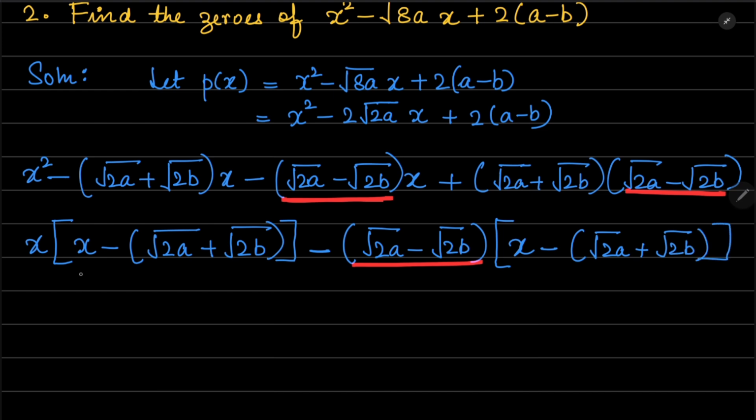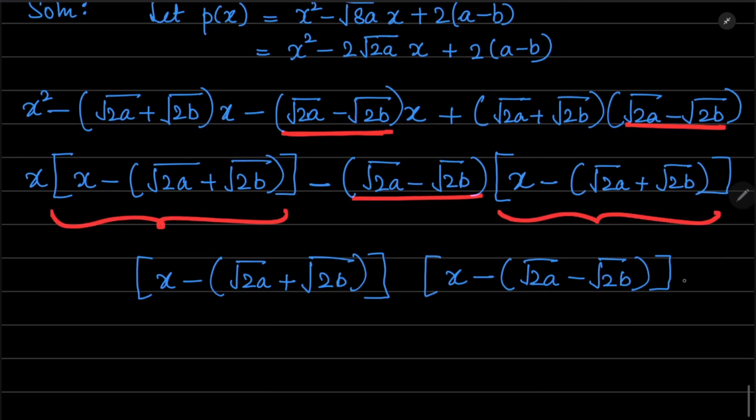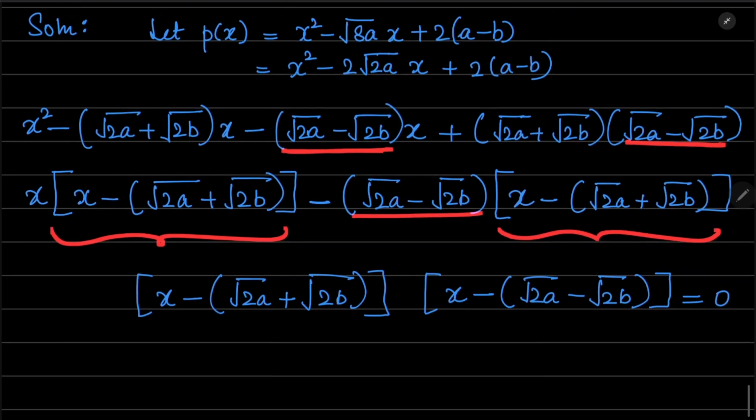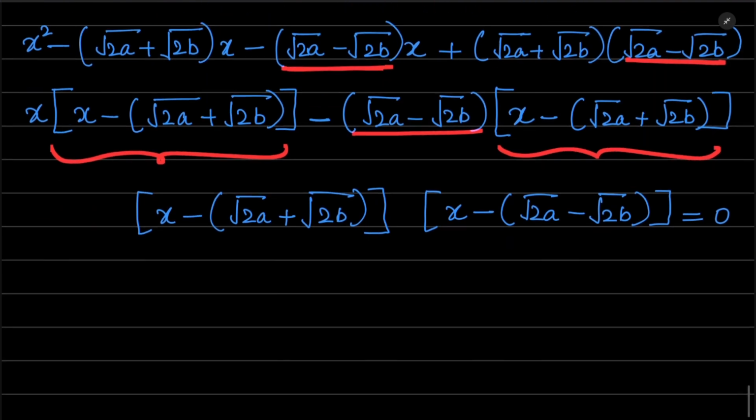Now from these two terms, what do you have common? Look at the common term. This is one common term. Let me write it as it is. So x minus root 2a plus root 2b is one common term, and the other common term is x minus root 2a minus root 2b. So this is equal to 0, because whenever you are finding the zeros, you have to equate your p of x to 0. So if this is equal to 0, what are your x values?